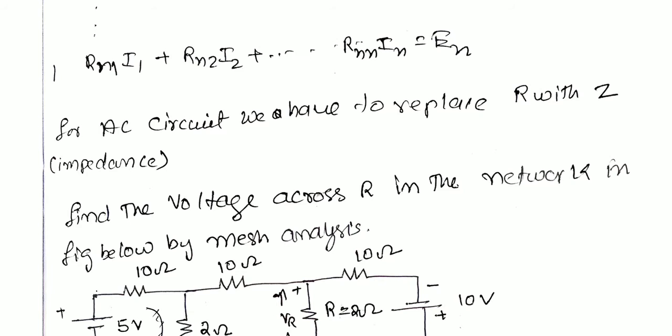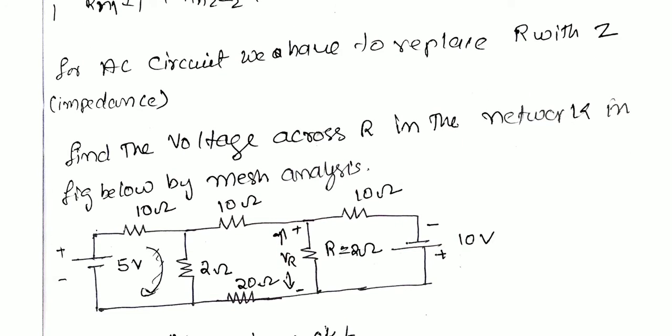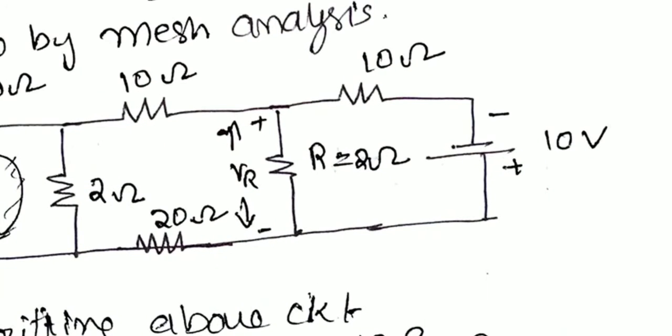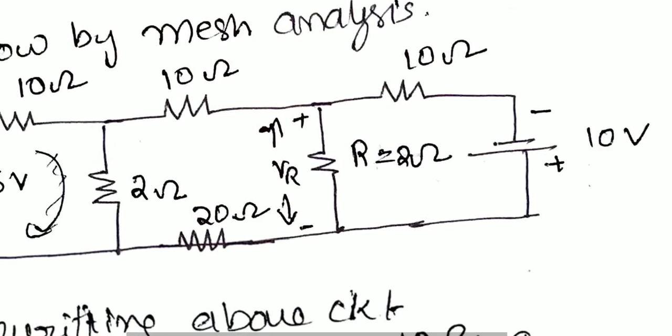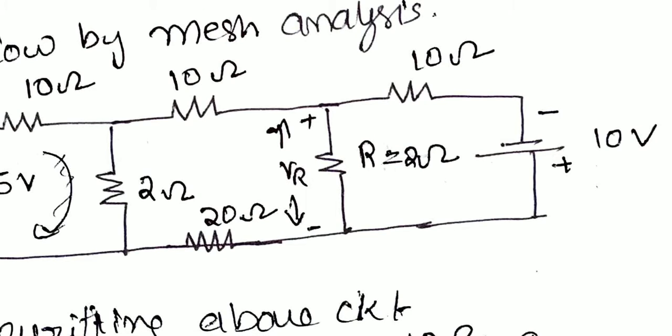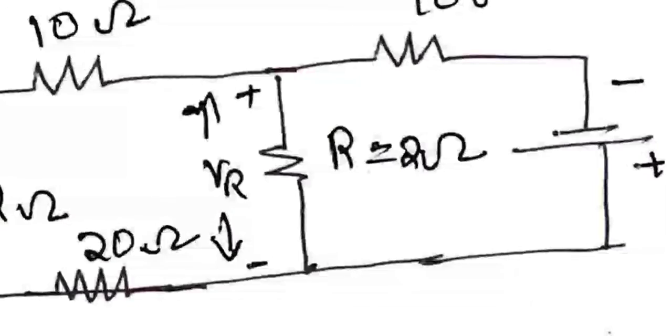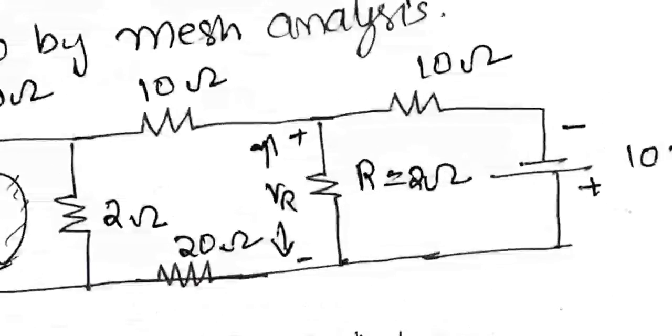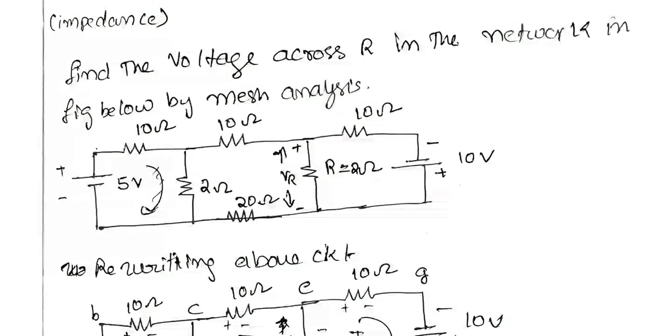Find the voltage across resistance R in the network shown in the figure below. This is the network they have given, and they are asking us to calculate the voltage across R. The value of R is equal to 2 ohm, and they have given the polarity plus minus. We have to use the same polarity that they have given.